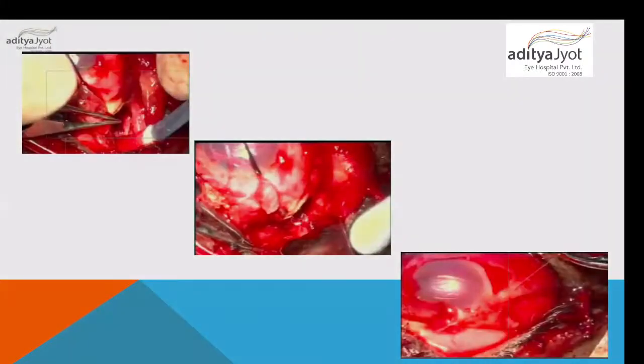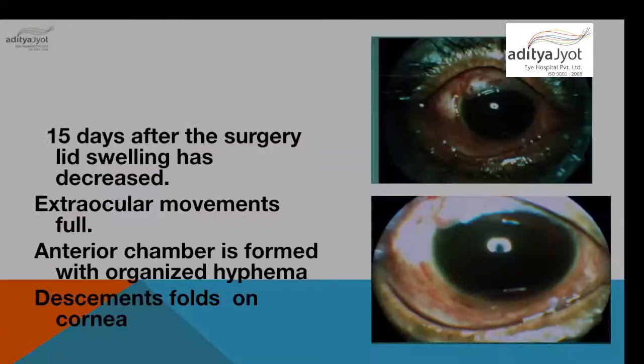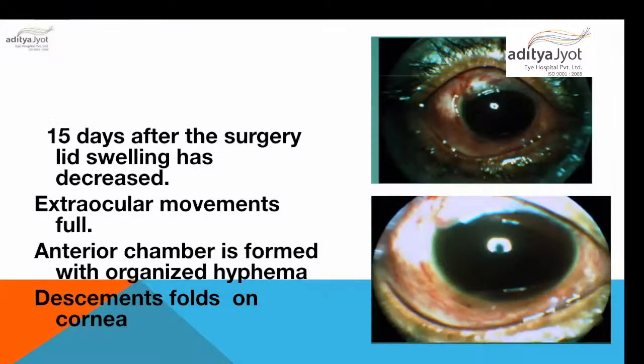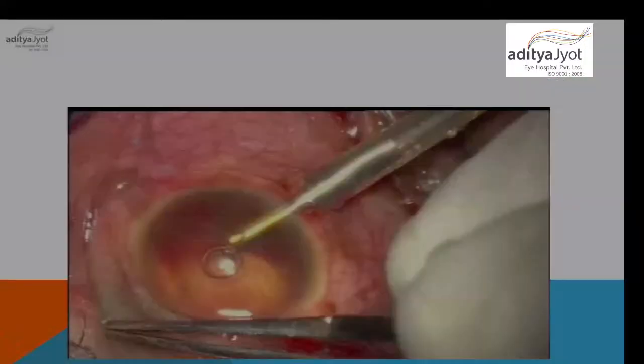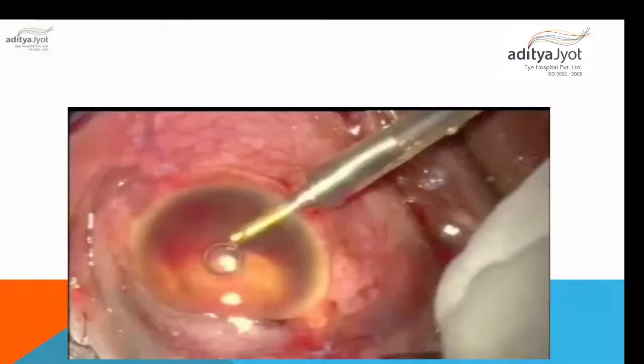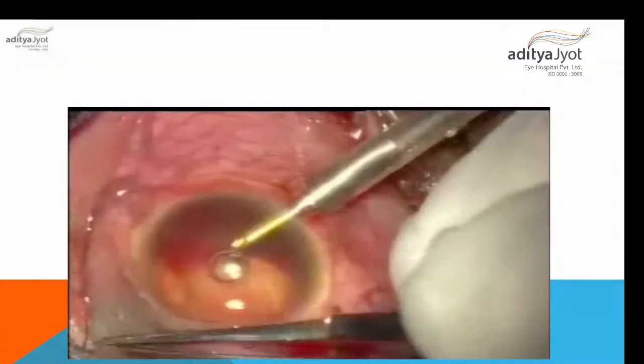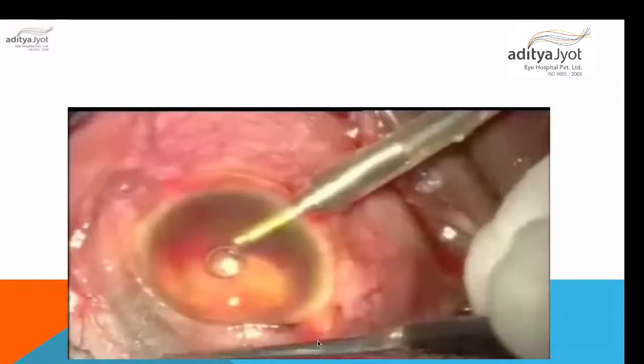So I usually inject an air bubble in the AC, and then I wait for about 15 days. Nowadays I wait only 6 days, but for this patient we waited 15 days. There were some Descemet's folds on the cornea. So what next? We planned a 23 gauge vitrectomy, and that's what I did, with an AC maintainer because of the suprachoroidal hemorrhage.